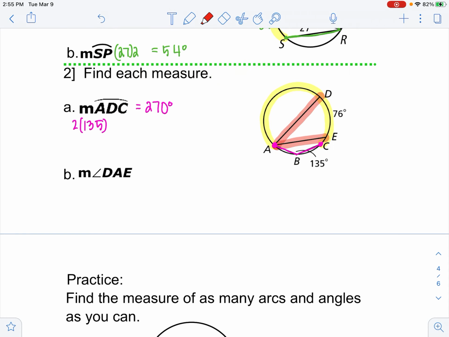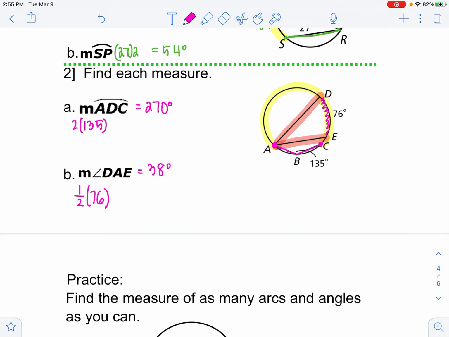All right, now I'm going to find angle DAE. So DAE. It's an inscribed angle. It intercepts arc DE. So if arc DE is 76 degrees, if I take half of 76, I get 38 degrees. So angle DAE is 38 degrees.